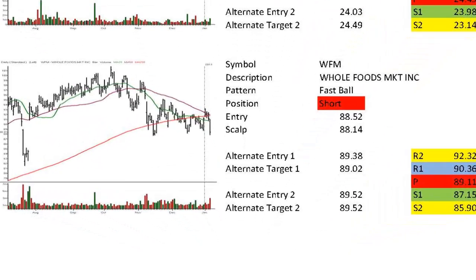I would like to answer a question from a subscriber about the Whole Foods market trade that we talked about in another video. This was a fastball short setup on the Nasdaq scalper strategy. 88.52 is the entry that we're interested in. 88.14 was the scalp target on it. And the question was, where would you put a stop loss on this trade when you initiate it?